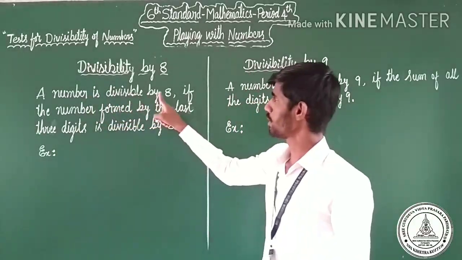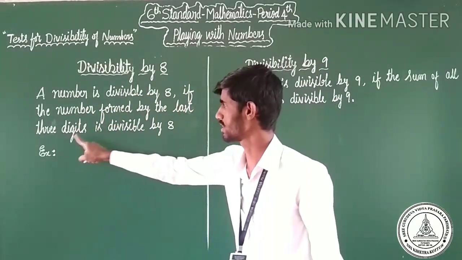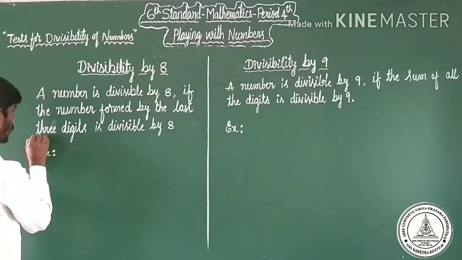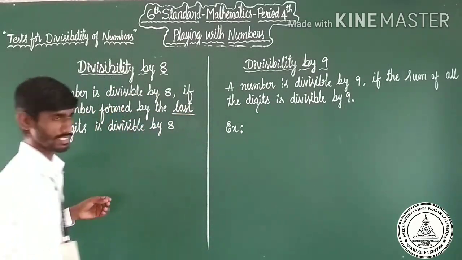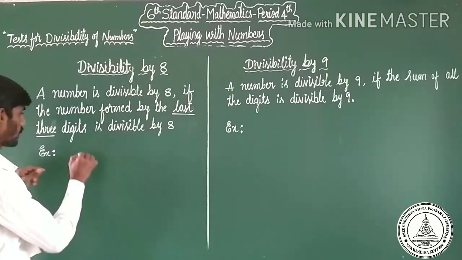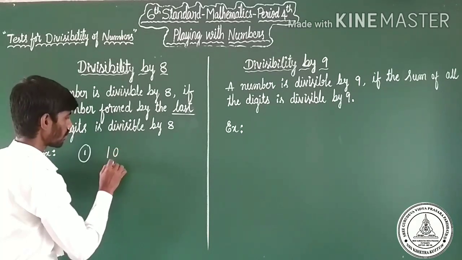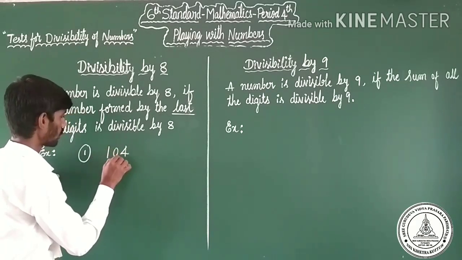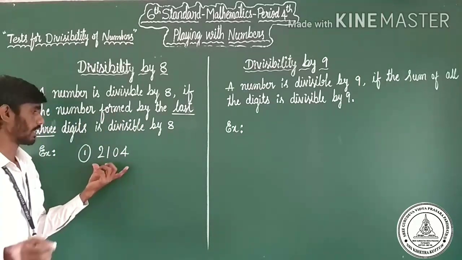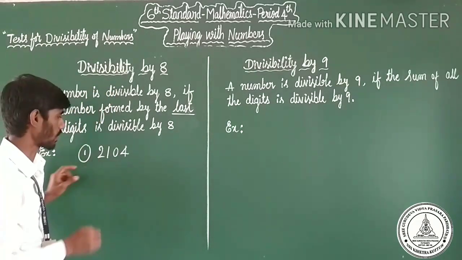Let us discuss divisibility by 8. A number is divisible by 8 if the number formed by the last 3 digits is divisible by 8. Last 3 digits, point to be noted. Let us take an example: 2104. Does it pass the divisibility by 8 or not? How do we check?